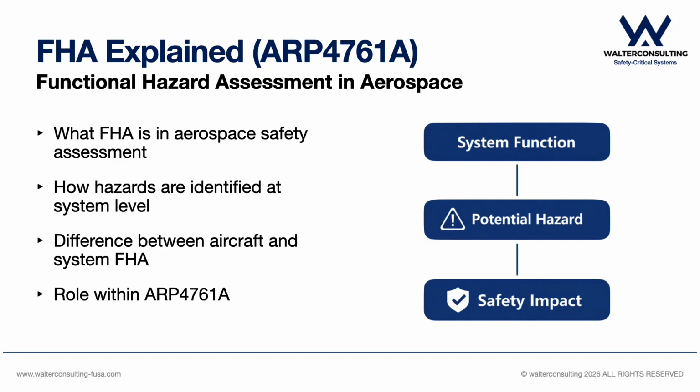How are hazards identified in aircraft systems? Before performing detailed analysis, engineers must first understand what can go wrong. This is the purpose of functional hazard assessment. Functional hazard assessment is a key method defined in ARP 4761A. It focuses on system functions and identifies potential hazards based on their failure.